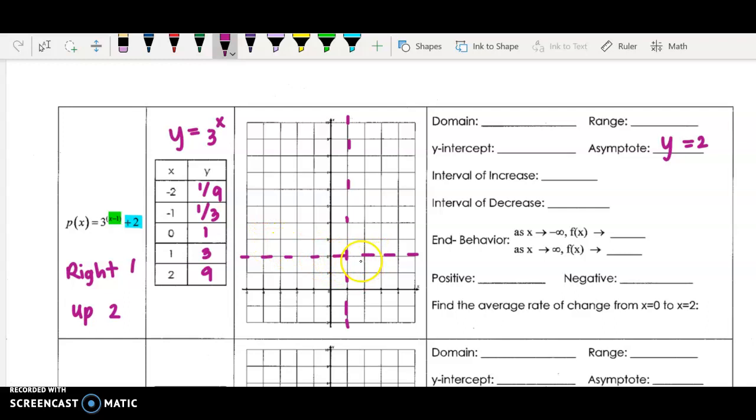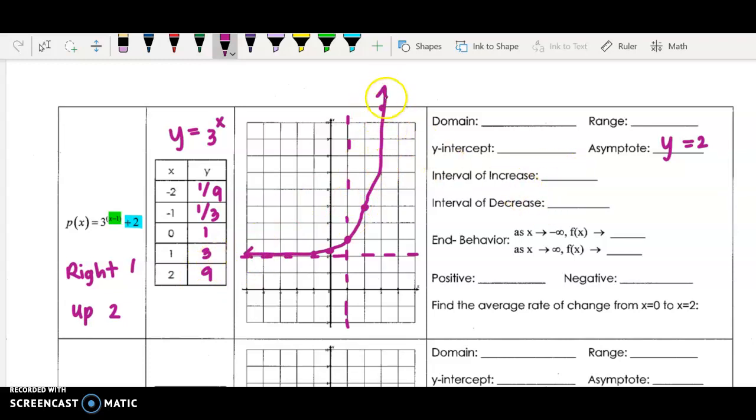Now we're ready to plot our basic parent pattern onto our graph, and we'll start counting from the intersection of our asymptote and our shift line. So here we go. Left 2 and up 1/9, that's just barely above the asymptote. Left 1 and up 1/3. 0, 1, 1, 3, and 2, 9. 4, 5, 6, 7, 8, just slightly off the graph. There we go. And so our function will follow the asymptote on this end and go up to infinity on this end.